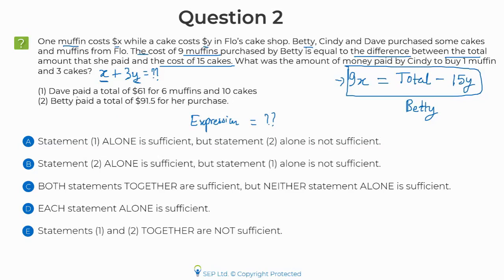Whereas many times you can manipulate the equations given and try to get x plus 3y in some way. So if you are asked the value of an expression, please do not find the value of a variable individually. Try to find the value of x plus 3y. That's point number 1.